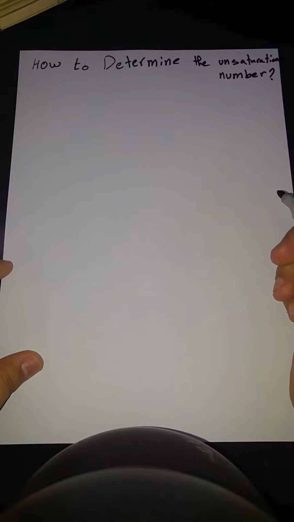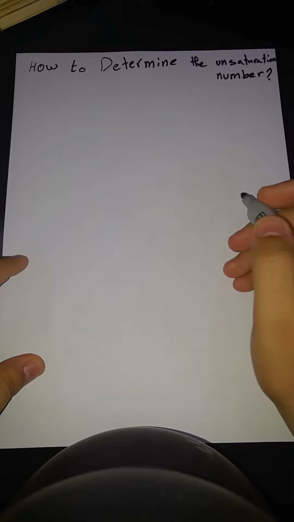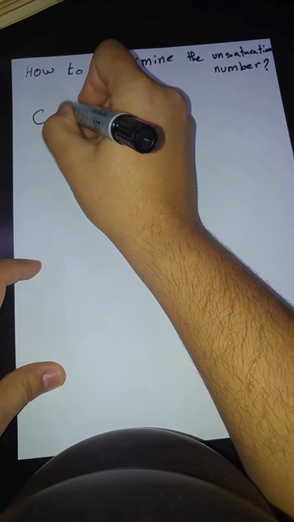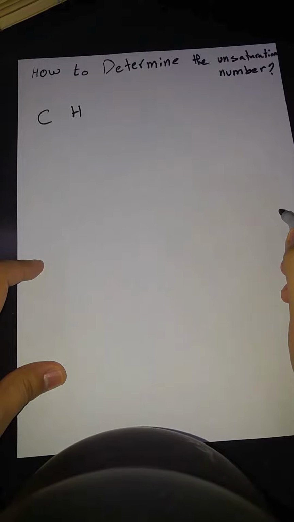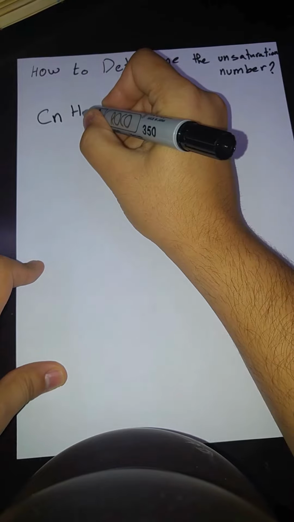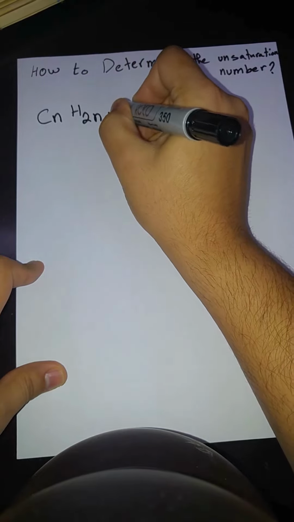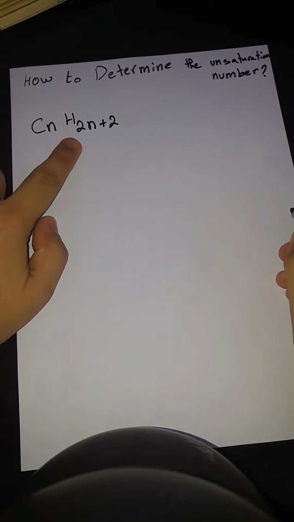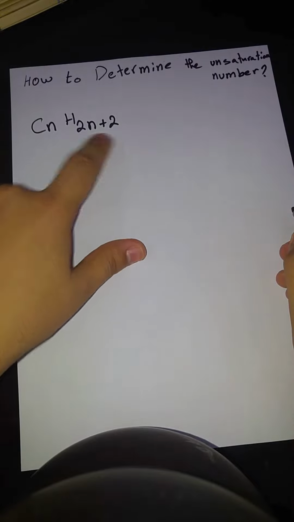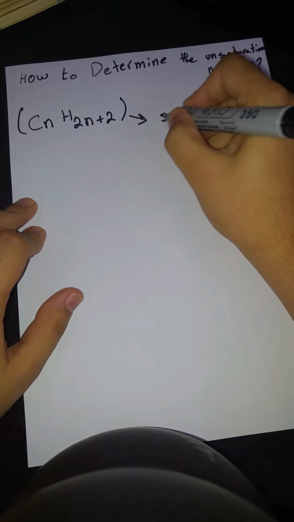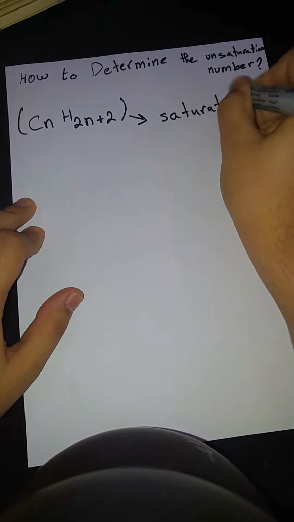In this video, we are going to talk about how to determine the unsaturation number of a hydrocarbon. Now, in general, a hydrocarbon is only made out of carbons and hydrogens. If it is saturated, the hydrocarbon would be in this form. Supposing that the number of carbon atoms is n, the number of hydrogen atoms should be 2n plus 2. Just a reminder, this is in case of a saturated hydrocarbon.